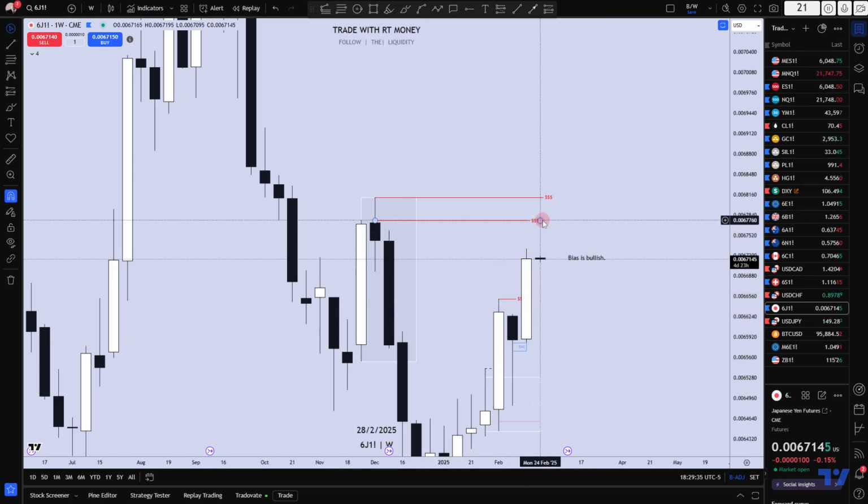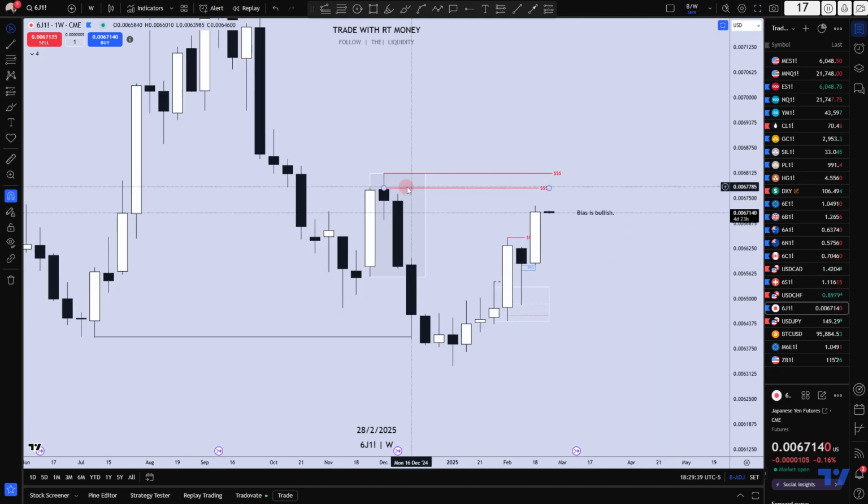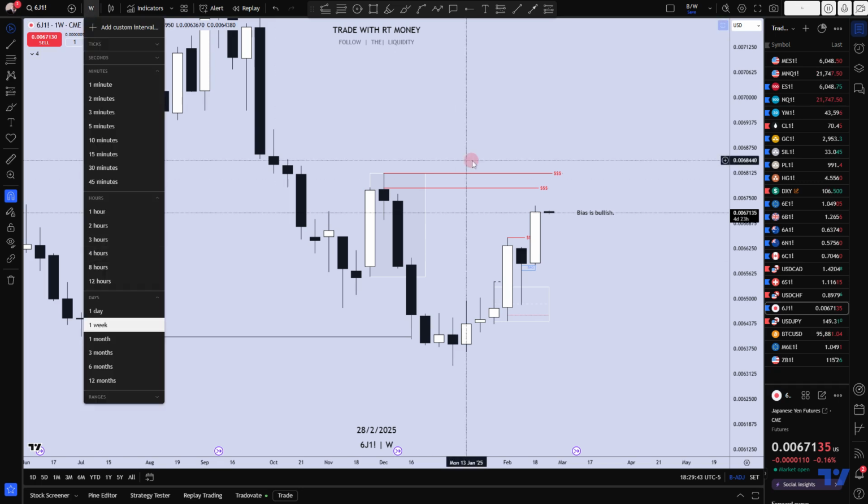We have some buy side liquidity targets here that I think price is going to run right to. If we go down, you can see how last week closed in relation to the previous week. This is a very bullish indication, and I'm thinking that price will continue bullishly from here.